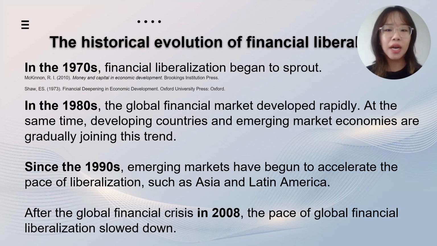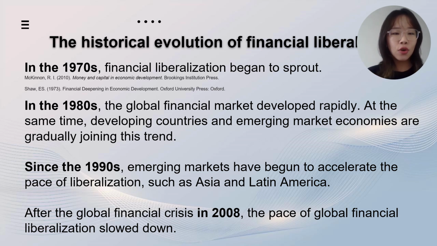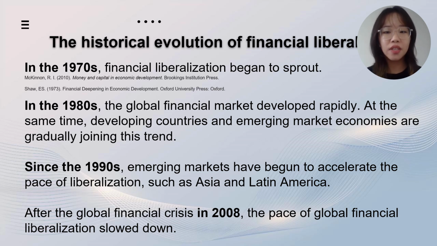And then we will look at the historical background of global financial liberalization. So, as we all know, in the 1970s, on the one hand, with the disintegration of the Bretton Woods system, the fixed exchange rate system was no longer able to adapt to the current economic condition. On the other hand, the United States experienced severe economic stagnation, with slow economic development and inflation. Inflation and unemployment rose simultaneously. Financial liberalization began to sprout.